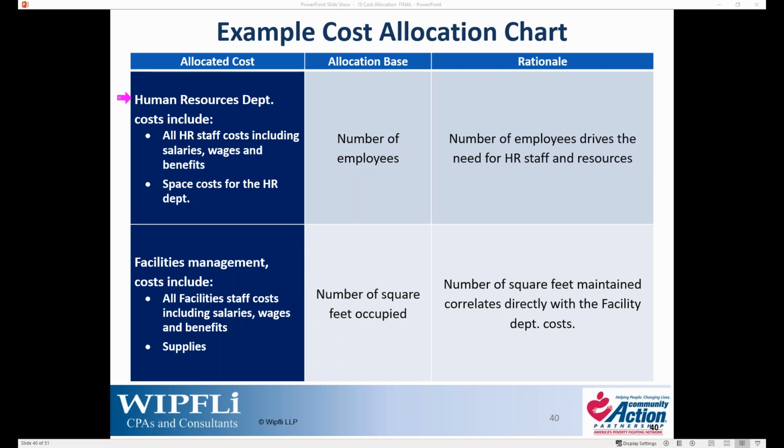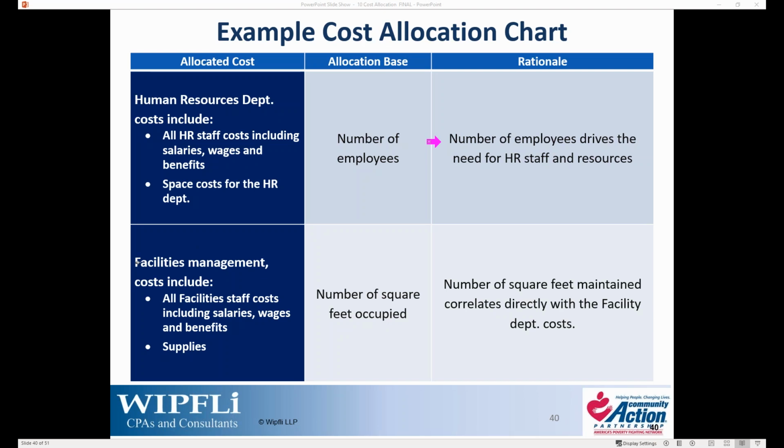What is my allocation base? Number of employees in each program. So I take all of my costs and I determine, all right, I have 100 employees. 50 employees sit in one program, so 50% of my human resource department is going to be allocated to that program. And the rationale is that the number of employees drives the need for the HR staff and their resources. Where does HR spend their time? Well, they probably spend their time where the most employees are. So allocating based on number of employees is a reasonable method, and it's documented.